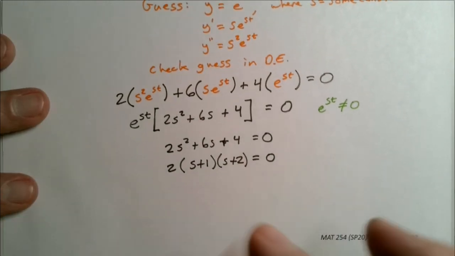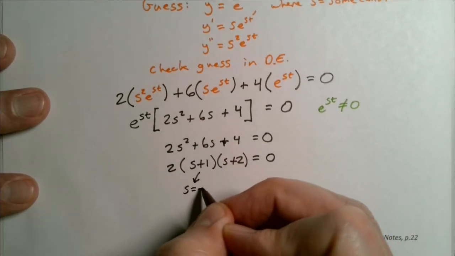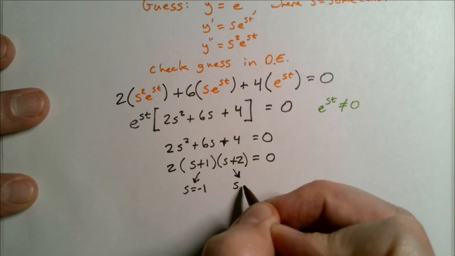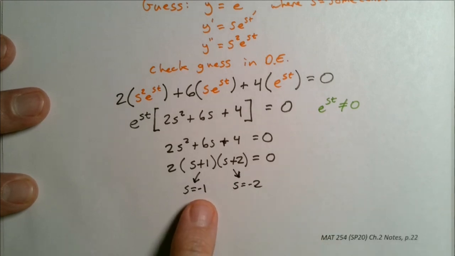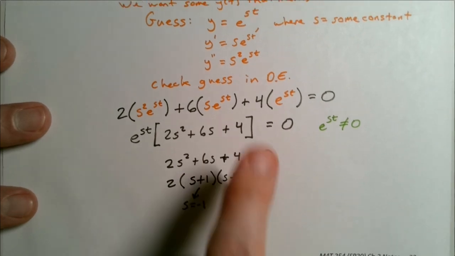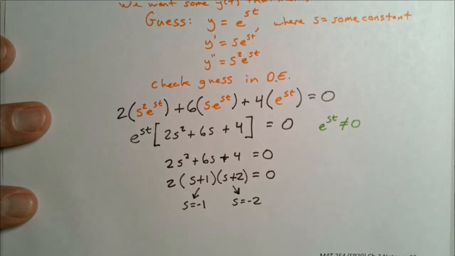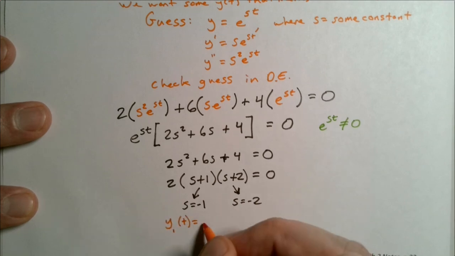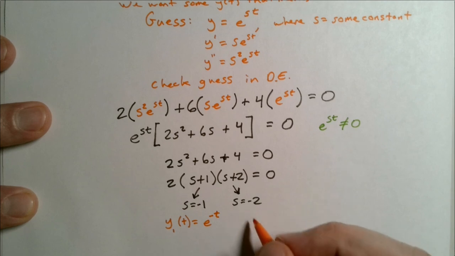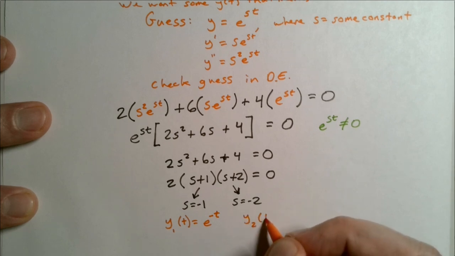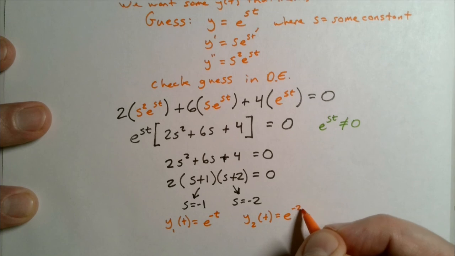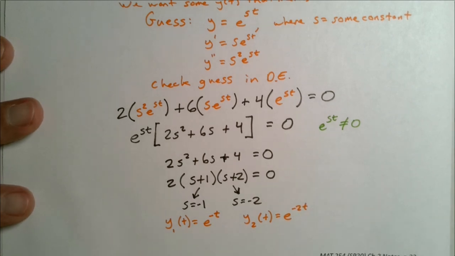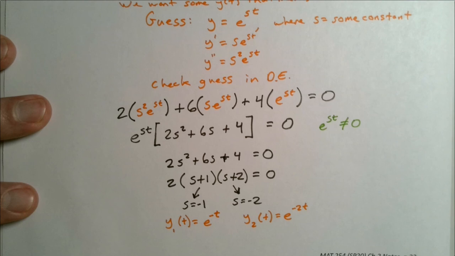That means there are 2 possible values for s that make my guess correct. One of them is if s equals -1, the other is if s equals -2. So there are only two ways this guess actually works out, and those are the two ways. After all is said and done, I'll call this one y1, e to the -t, and this one y2, e to the -2t. These are two guaranteed particular solutions.